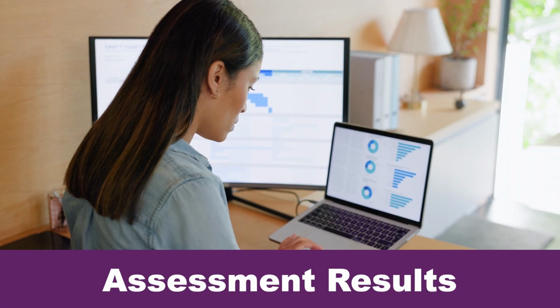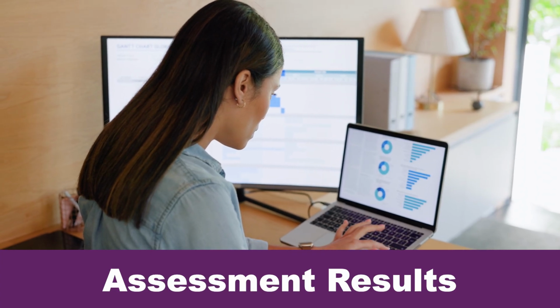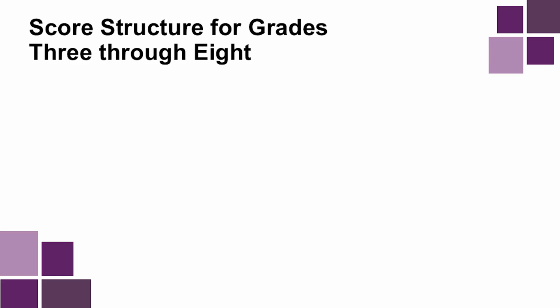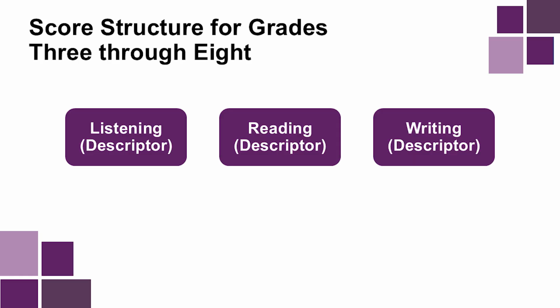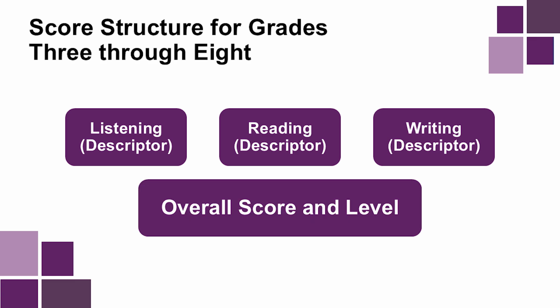Let's shift gears and talk about how results are reported for the CSA. For the CSA, in grades 3 through 8, the scores are structured as follows. At the domain level, for listening, reading, and writing, students receive a performance descriptor. That is either beginning, progressing, or well-developed. The domains are aggregated into the overall score. The score falls into one of 3 levels: limited degree, moderate degree, or high degree.